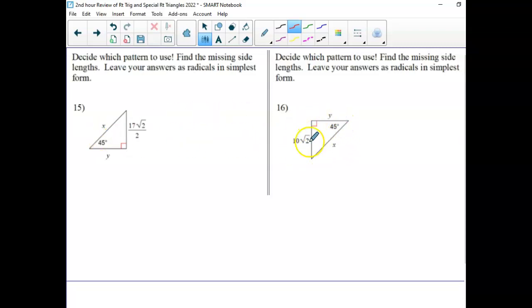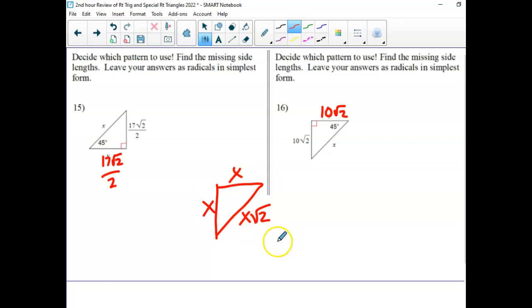If this is a 45, 45, 90, the legs are both the same, right? So I'll write this one in quick. It will be 17 square roots of 2 over 2. What would this one be on 16? 10 square roots of 2. And then what is the pattern? If you have x, x to get the hypotenuse, you have to multiply by square root of 2.